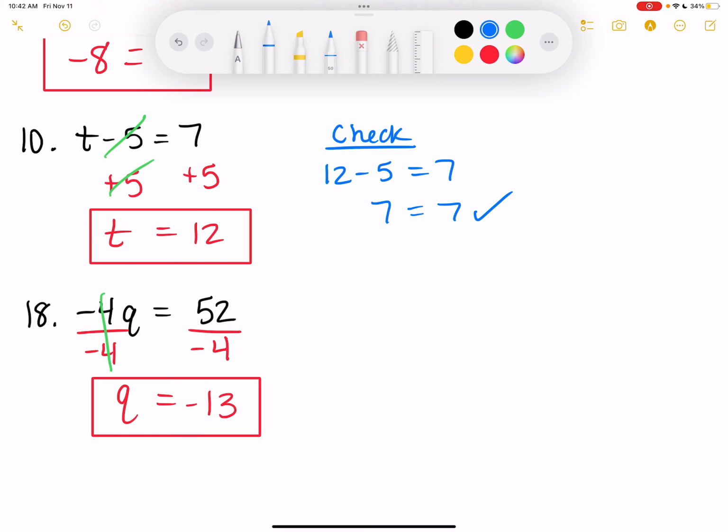So then we check it. So now I'm plugging in -13 for Q. So -4 times -13 equals 52. So -4 times -13 is 52. Yep, 52 equals 52.